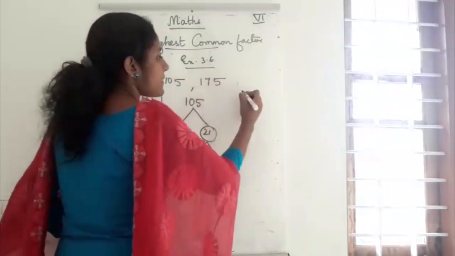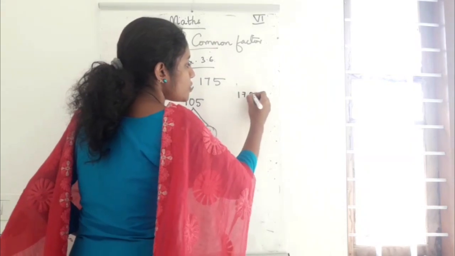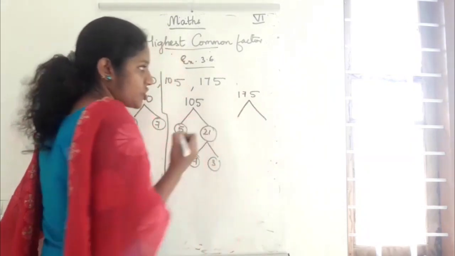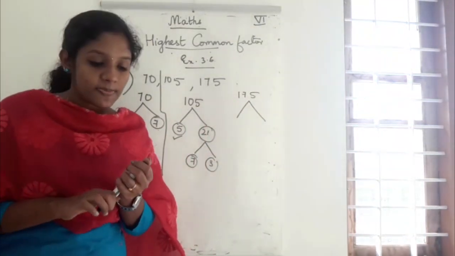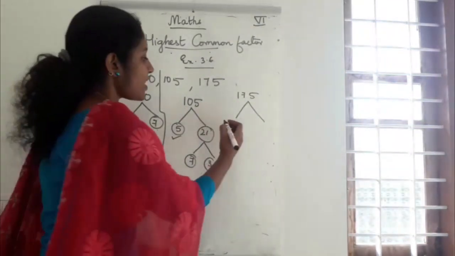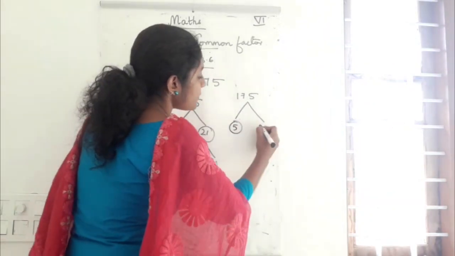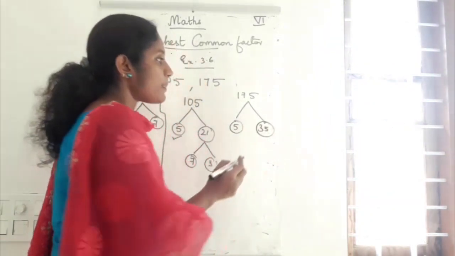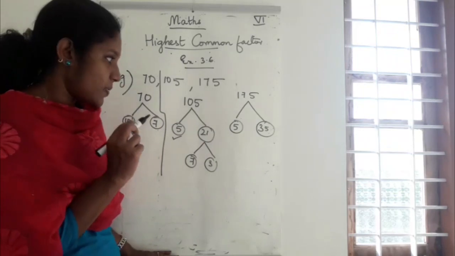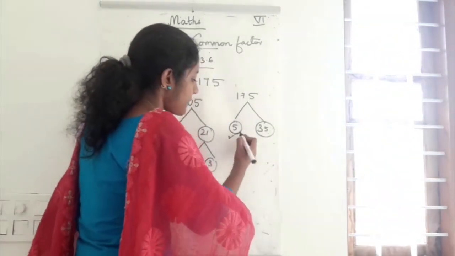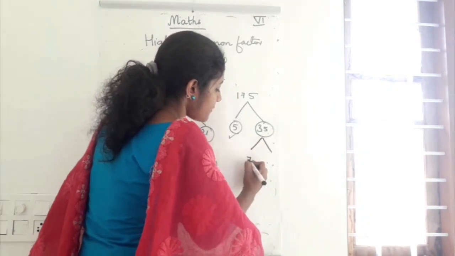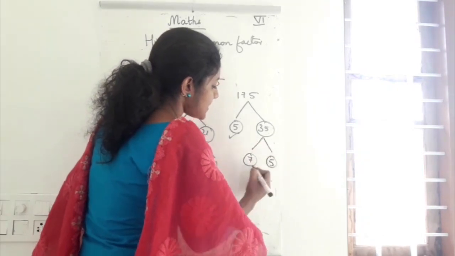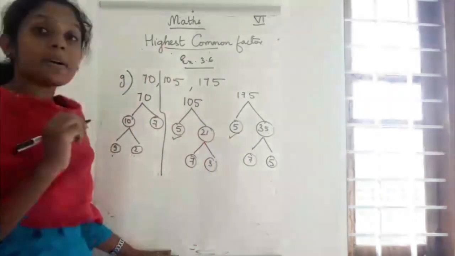Next one is 175. For 175 you do the factorization tree. Its last digit is 5, so you are sure it is divisible by 5. 5 into 35 is 175. You can multiply and check whether 5 into 35 is 175. Again 5 is a prime number, so you can stop here. 35 is 7 into 5. Now 7 and 5 are prime numbers, so you can stop.